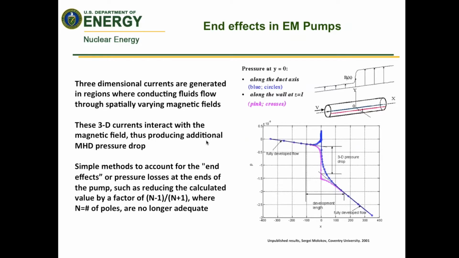As I said, the three-dimensional currents are generated in the regions where the conducting fluid flows through a varying magnetic field. And so they interact with the magnetic field, producing the pressure drop in the pump. Now, there have been some simple, more empirical methods proposed to calculate the effects of these, looking at the number of poles and reducing your calculations by just a straight factor. But these are no longer adequate. We're looking for something more precise, which we think can be accomplished through a project such as the ones that you could propose.